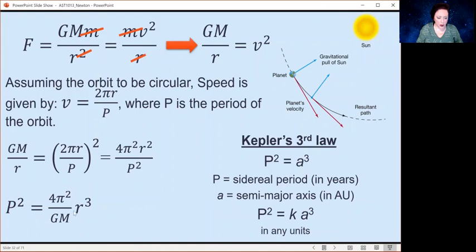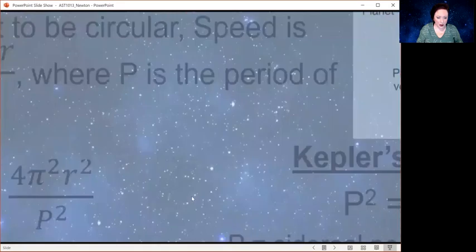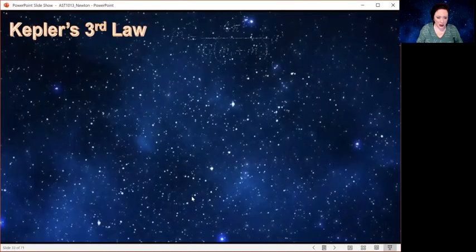But now what we've got is this constant here that is related to the mass of the sun. So pi is just a constant, G is just a constant, 4 is obviously a constant. So as long as we know how long it takes a planet to go around and how far away from the sun it is, we can calculate the mass of the sun. That's the only thing we don't know. Let's dig into that just a little bit deeper.